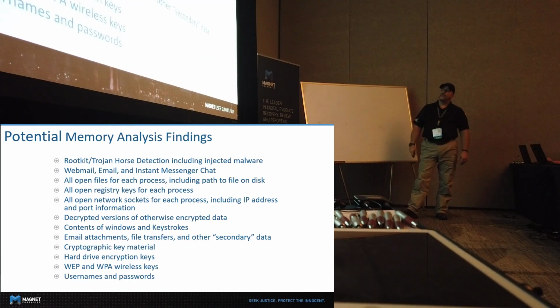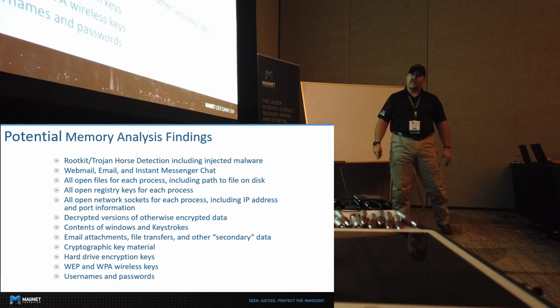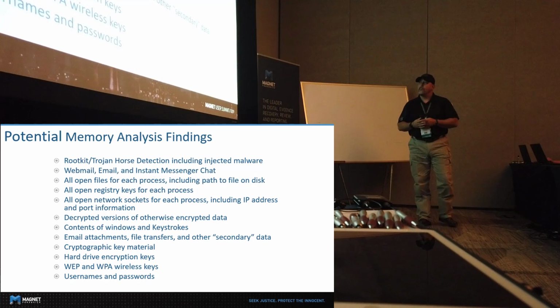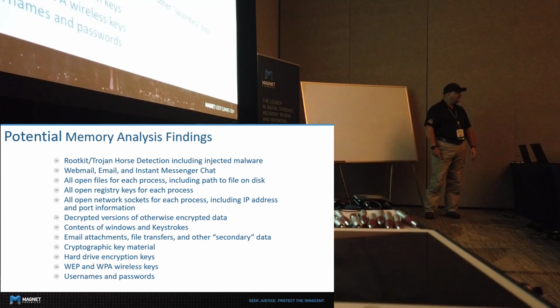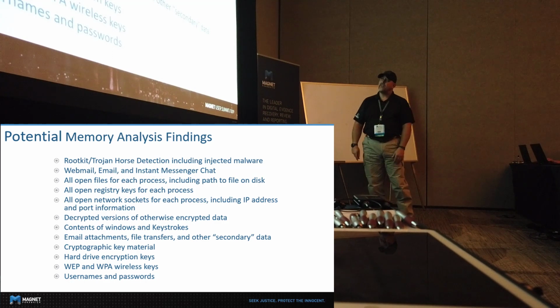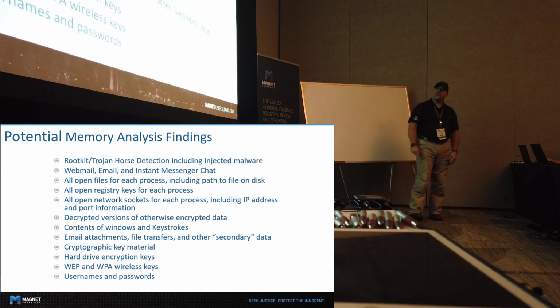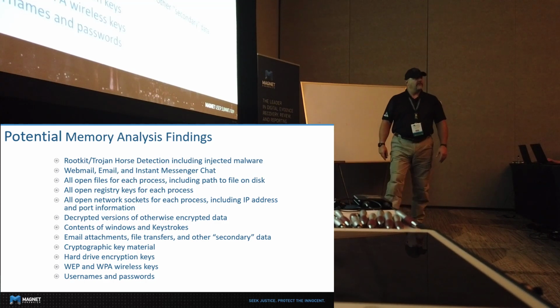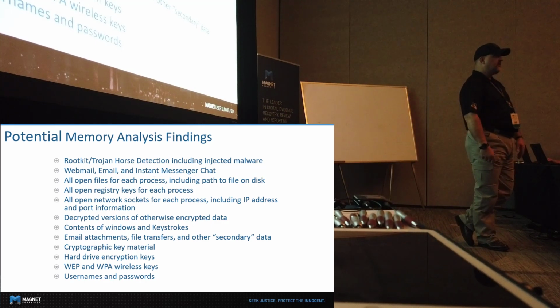What sort of things can we find in memory? These are some of the things I can find in memory utilizing Volatility. Not everything, some of the things. Open registry keys, open network sockets, decrypted versions of otherwise encrypted data, contents of Windows keystrokes. What do I mean by decrypted versions of otherwise encrypted data? It's got to be unencrypted for use.